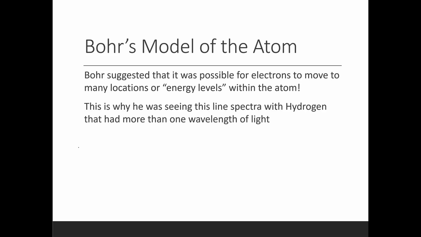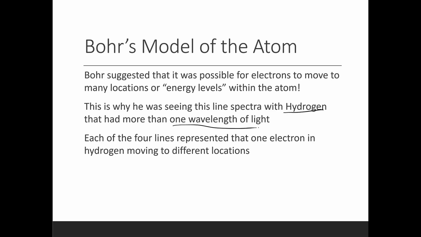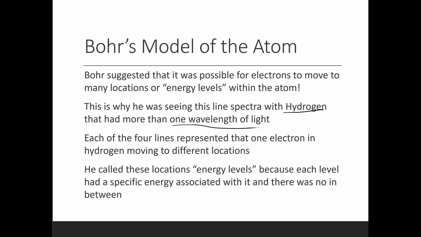He said, okay, there's multiple lines on this line spectra, which means that there must be different energy levels within the atom, and that's why hydrogen can emit more than 1 wavelength of light. Each of those 4 lines represented 1 electron, or in the gas discharge tube, multiple atoms of hydrogen, moving to different locations. He called those energy levels because each level had a specific energy associated with it, right?